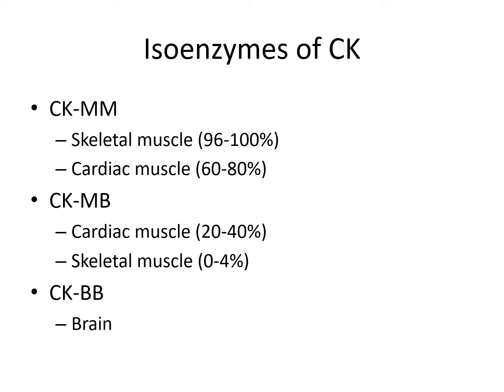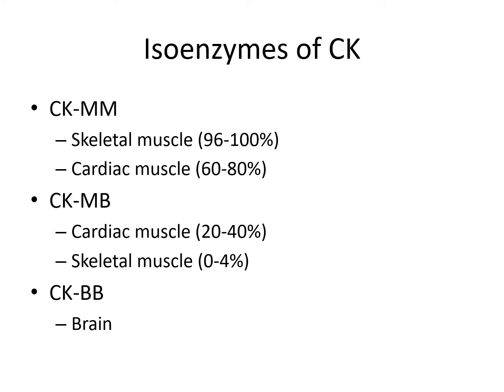I don't recall the specific names for the abbreviations, but CKMM is primarily found in skeletal muscle. MB is found primarily in cardiac muscle, and CKBB is found primarily in the brain. And we don't care much about CKBB, but we do care about CKMB.